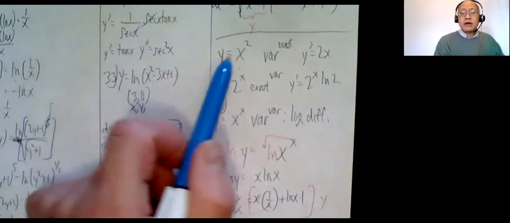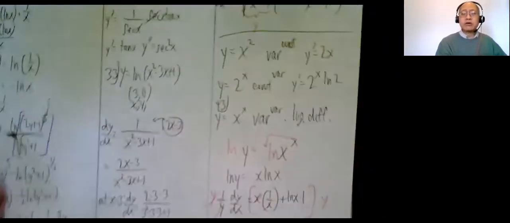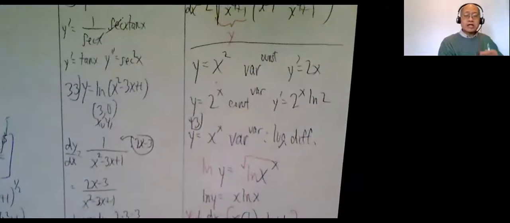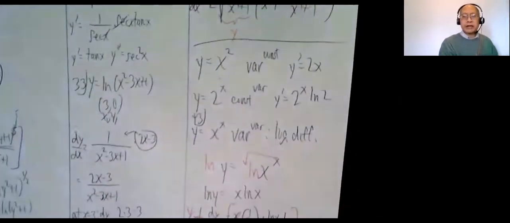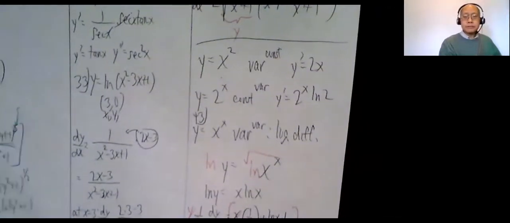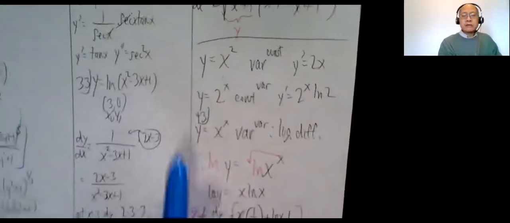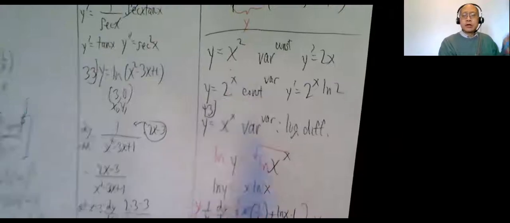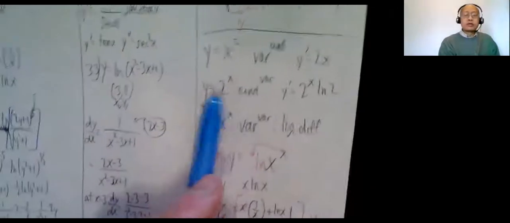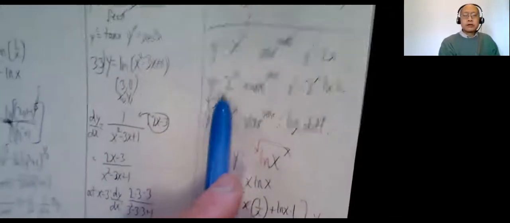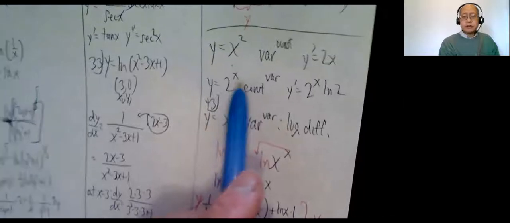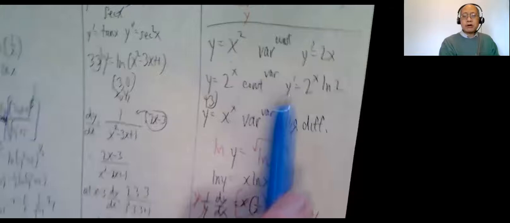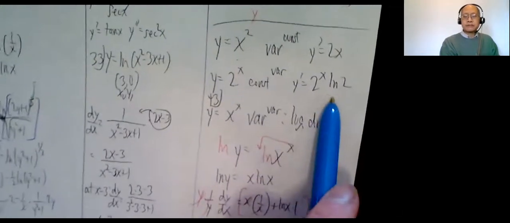If you have a variable to a constant, like y equals x squared, that's just going to be the power rule. So y prime is 2x. Okay, if they switch it, constant to a variable, 2 to the x, do not do the power rule. In other words, don't go x times 2 to the x minus 1. No, this is an exponential function. So constant to a variable, y prime is 2 to the x ln 2.